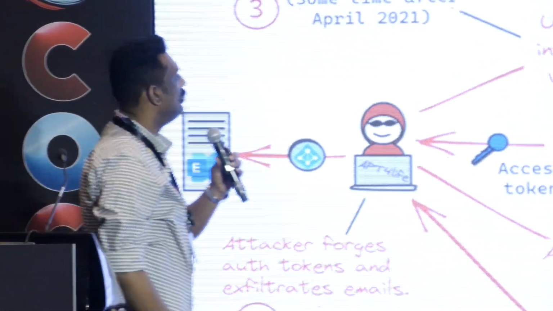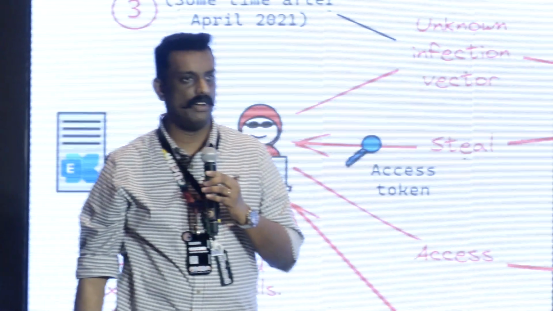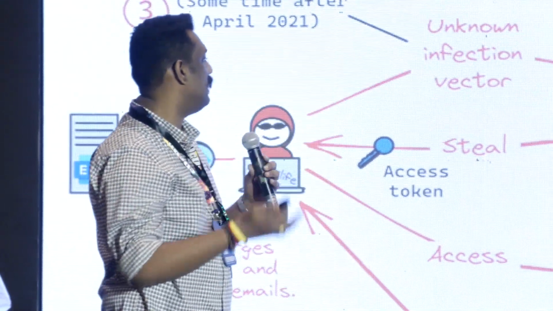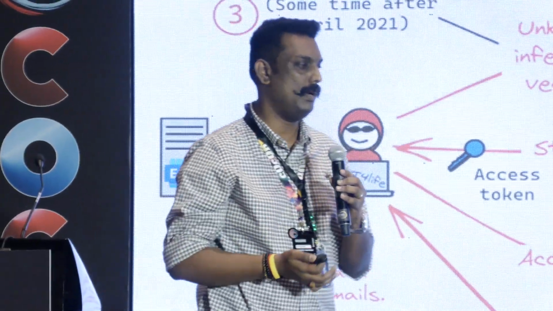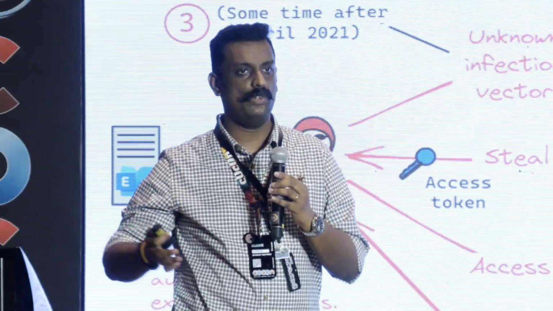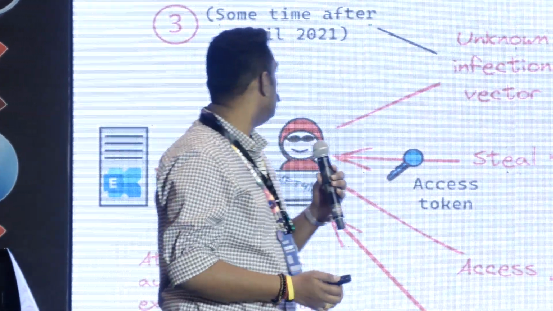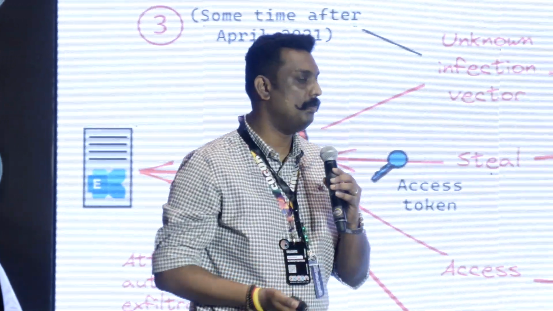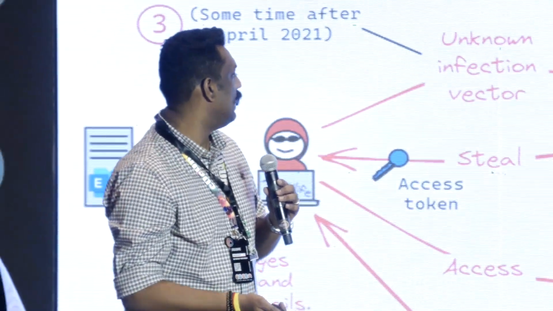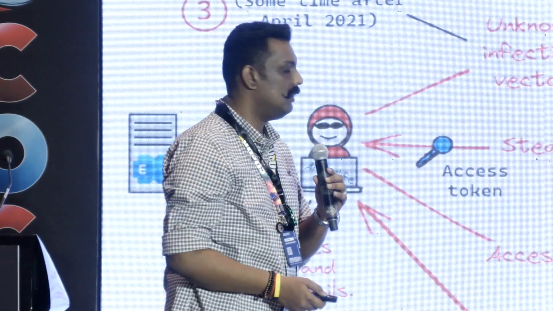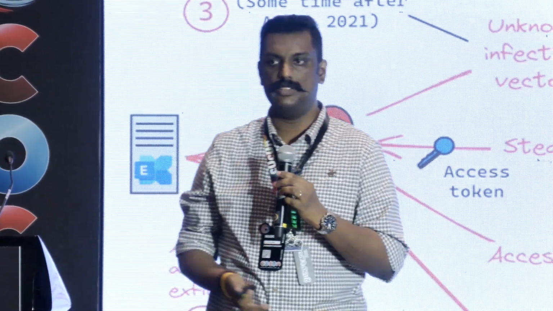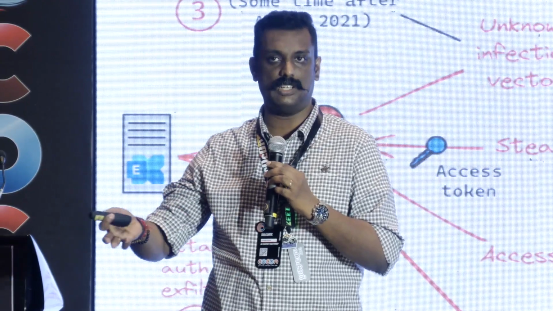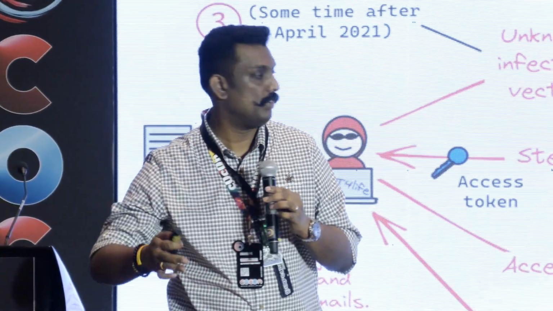Point number 3. Sometime after 2021, it was not disclosed yet. They did not reveal it. I'm sure that they do not know. They were not able to track it down. Unknown infection vector. The threat actor Storm 0558 got access to the internal machine. They did not mention how it happened. They did not know what the initial access vector was, all those kinds of things.